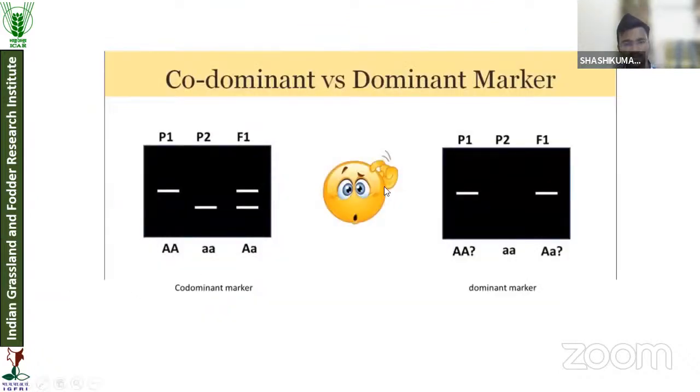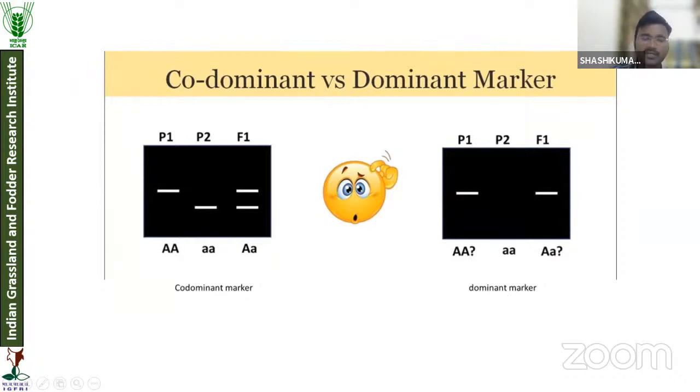In molecular markers, there are two types: codominant markers and dominant markers. Codominant markers are markers where you can differentiate between F1 and the parental lines. See here, you can differentiate between P1, P2 and also F1. F1 will have both the bands of P1 and P2. But in the case of dominant markers, you cannot differentiate between F1 and the parental lines. The F1 may look similar to P1 or it may look similar to P2, so it is very difficult to distinguish between F1 and the parental lines. It is very useful in the case of codominant markers.